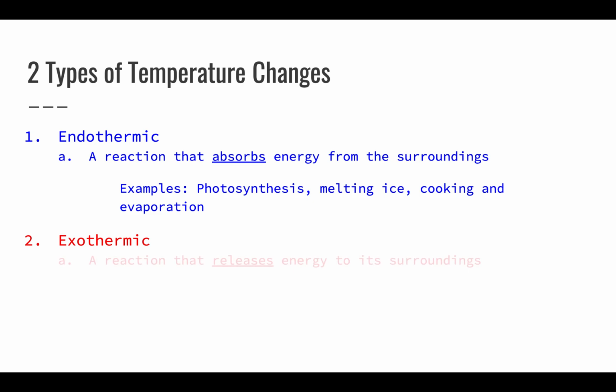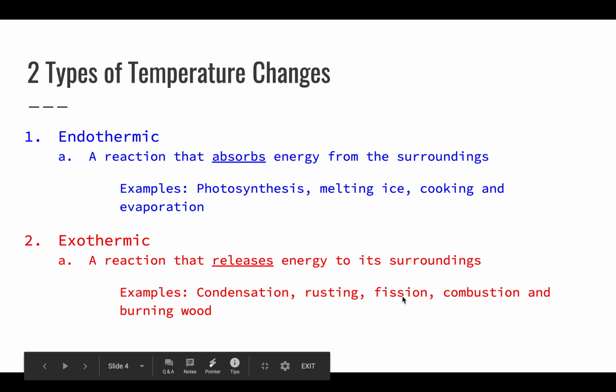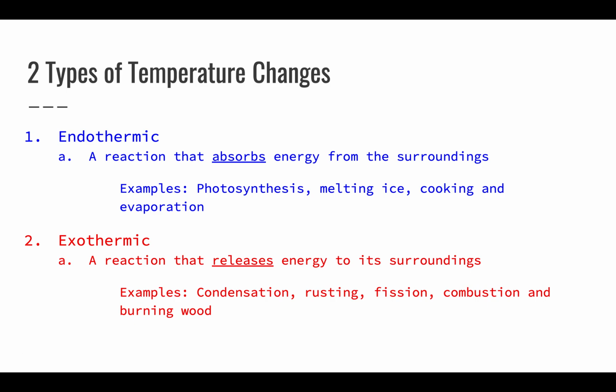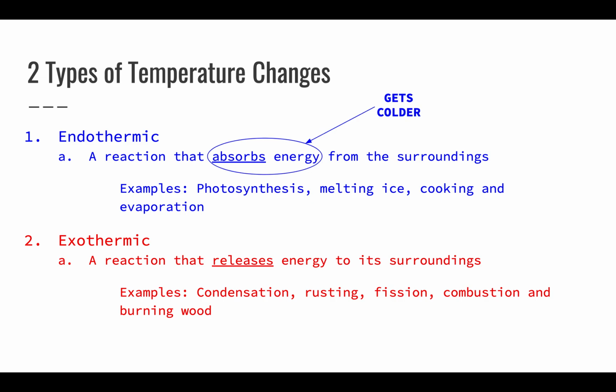Exothermic is going to be the opposite of that. It's going to release energy. All right, and a few examples of those are condensation, rusting, fission. We talked about nuclear reactions, fission, how that's the splitting apart and it produces a whole bunch of energy. Okay, it spits out that energy, it doesn't absorb it. So that would be exothermic. Combustion, which is fire, and anytime you're burning something would be exothermic because you can feel the heat and you can see the light and stuff whenever you're burning something. Okay, the biggest takeaways here is that endothermic reactions that absorb energy get colder, and exothermic reactions get hotter. Okay, remember those 2 differences between endothermic and exothermic.